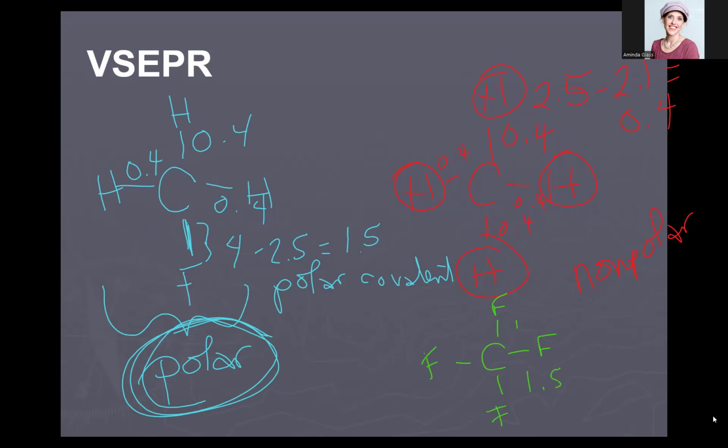Then we have 1.5, 1.5, 1.5, and 1.5. Because all the bonds are polar, you might say, well, that is easy. That's a polar molecule. That's not necessarily the case, because you have the electrons being pulled this way by fluorine, that way by fluorine, that way by fluorine, and that way by fluorine. When you have equal but opposite directions, the forces cancel each other out, which makes the molecule, even though it has polar bonds, nonpolar. It's a little tricky.